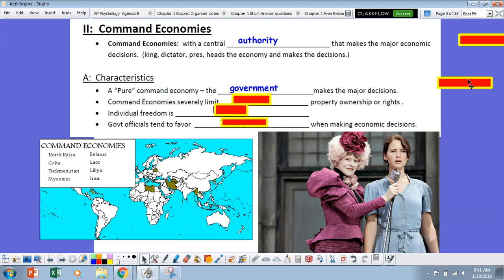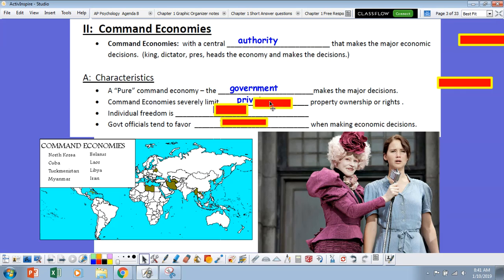And in this day and age, there's only a handful of governments that really could be called command economies. If you take a look here, you've got North Korea, Cuba, Belarus, Laos, Libya, Iran, Myanmar, Turkmenistan. All of those would probably be the last. When we talk about countries like China, they've kind of moved beyond the command economy, but years and years ago, they probably would have fallen into that. Same with the Soviet Union.